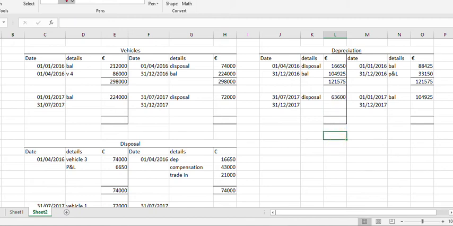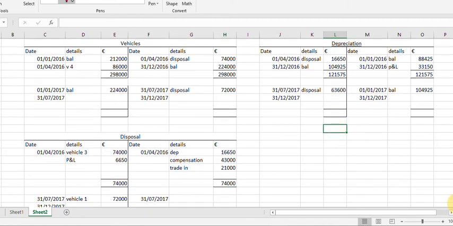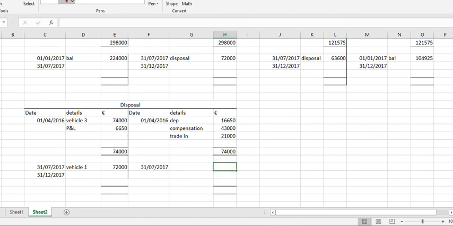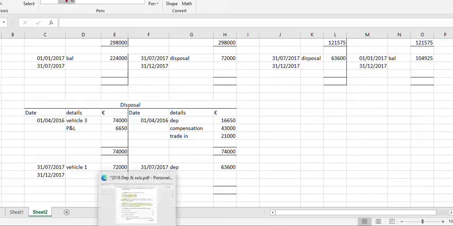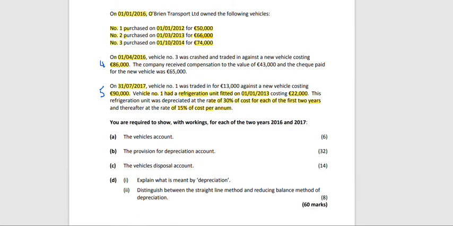So 63,600 debited to depreciation, credited to disposal, and that's depreciation, we'll call that 63,600. We'll see, did we get a trade-in or compensation? There was a trade-in of 13,000, and that's all the information we're given.